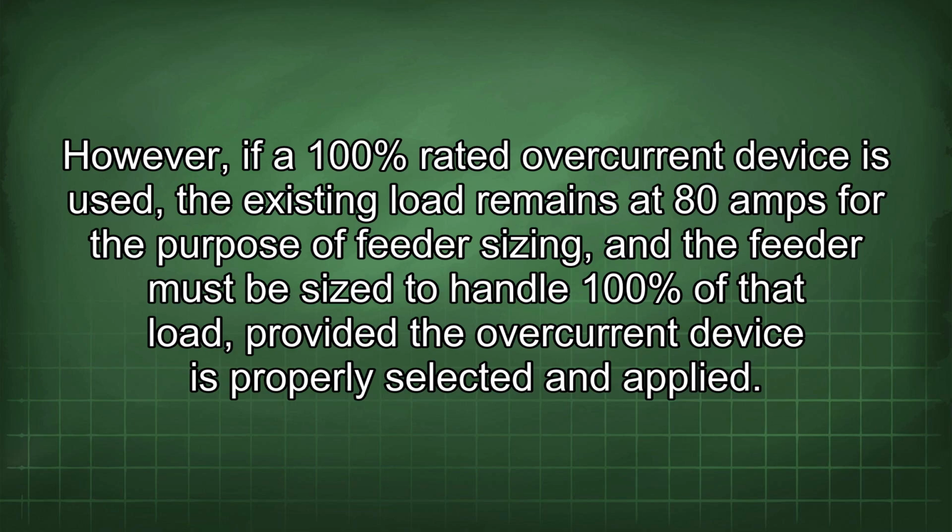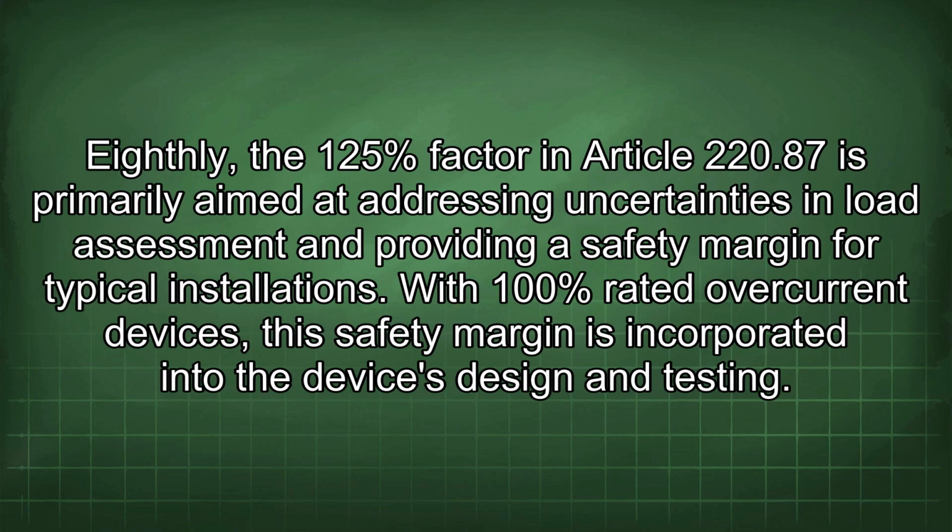Eighthly, the 125% factor in Article 220.87 is primarily aimed at addressing uncertainties in load assessment and providing a safety margin for typical installations. With 100% rated overcurrent devices, this safety margin is incorporated into the device's design and testing.